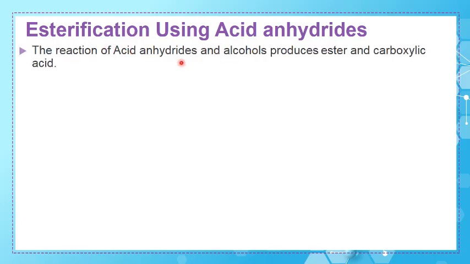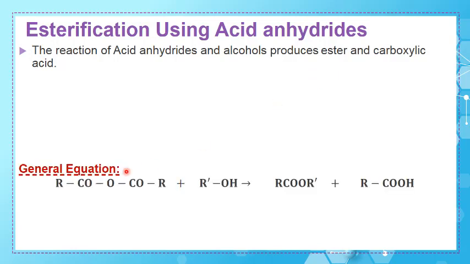The reaction of acid anhydrides and alcohols: as you can see, the carboxylic acid in esterification is replaced by acid anhydride, and it produces ester and carboxylic acid. Look, this is the general equation. This is the acid anhydride, this is the alcohol. So the ester obtained will have the R prime of the alcohol and one R of the acid anhydride, and this molecule is split in two parts where one of them will give again a carboxylic acid. So this is esterification simply because ester is obtained.